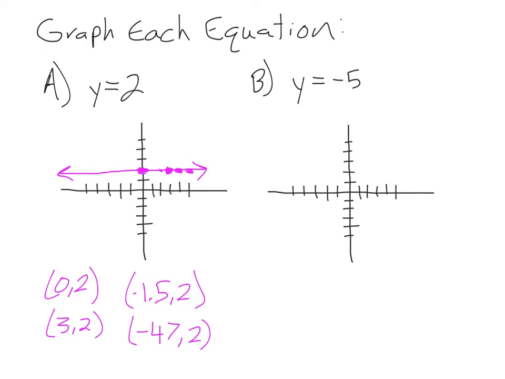For example, B here is going to be very similar, right? 0, negative 5 is a solution here. Put in negative 5 for y, we get negative 5 equals negative 5. This equation is true, so we can plot that point. 2, negative 5 is also a solution. Negative 3, negative 5 is going to be a solution. 5, negative 5 is going to be a solution. You get the idea. All of these values that have a y-coordinate of negative 5 are solutions, and therefore our graph is going to consist of those points.